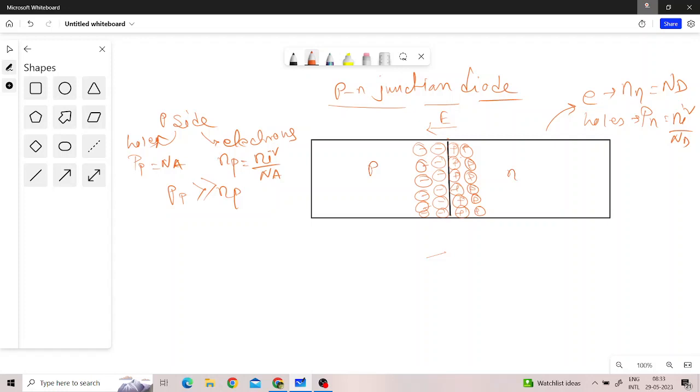So in equilibrium, what happens? The total drift current is equal to the total diffusion current. As they are in opposite directions, they will cancel each other. So our total current will be zero. So no current will flow when no bias is applied. And here there is an electric field.